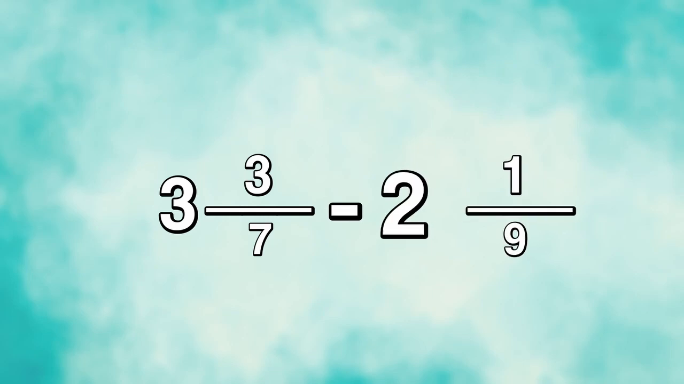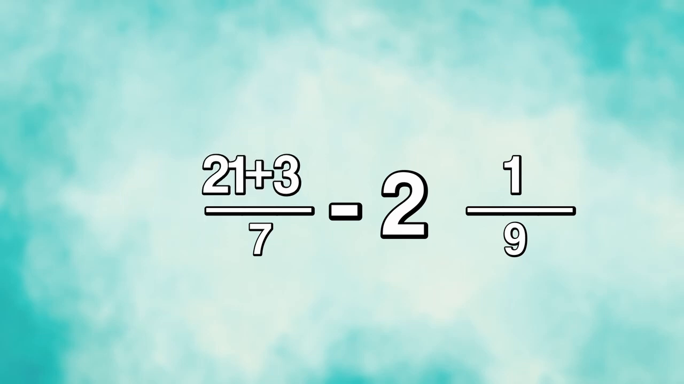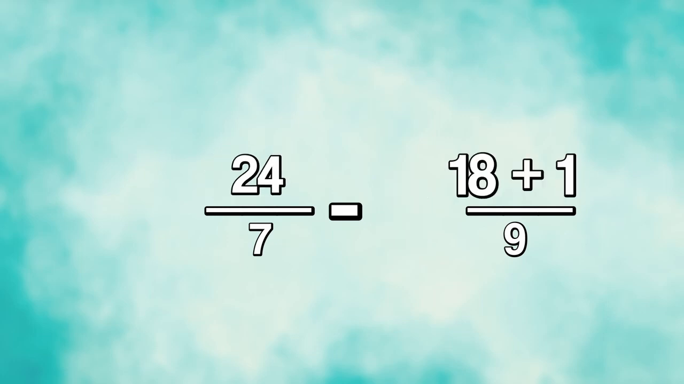Let's look at a subtraction example. I've got 3 3/7, take away 2 1/9. So let's first of all make them both improper fractions. 3 3/7 will become 3 times 7 is 21, add 3 is 24, so 24 over 7. 2 1/9 would become 2 times 9 is 18, add 1 is 19, so it would be 19 over 9. So I've now got 24 over 7, take away 19 over 9.